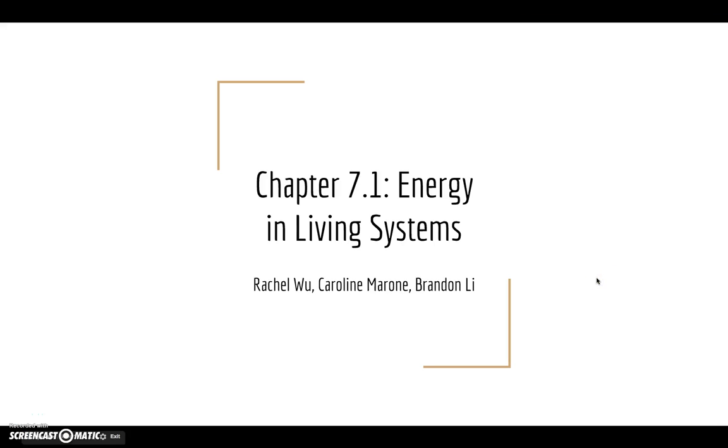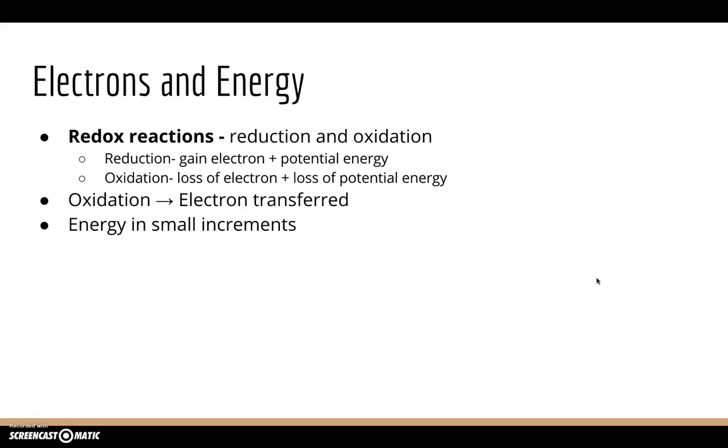So we're doing chapter 7.1, which looks at energy in living systems. So let's start with redox reactions. Energy production within a cell involves many coordinated chemical pathways, and most of these pathways are combinations of oxidation or reduction reactions. These occur together and are collectively known as redox reactions.